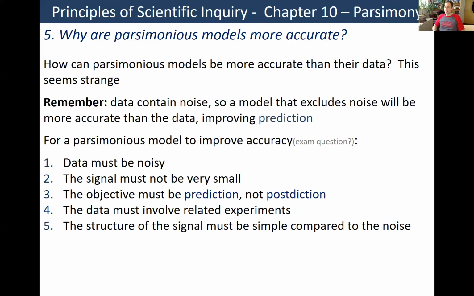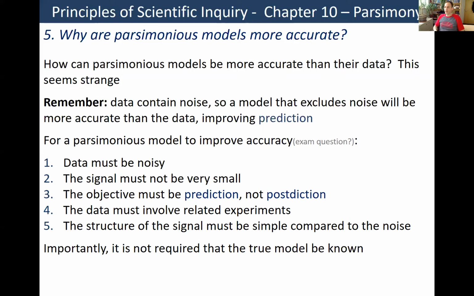Okay. The structure of the signal must be relatively simple compared to the noise. So noise is all over the place. The structure of the signal should be relatively simple. Okay, so a more complex and weird signal will require a less parsimonious model. Okay. So those are 5 reasons to consider that. So if I were to ask you that in an exam question, though, simply reiterating this would probably not be enough to get you full marks. You would have to explain why each of those points is the case.